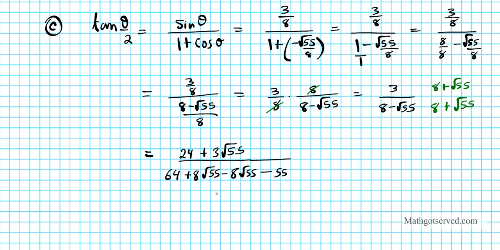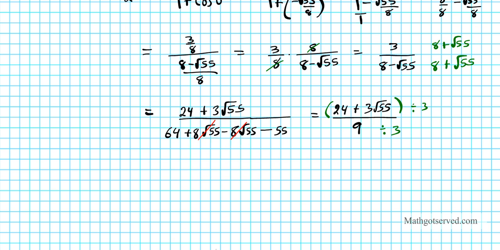Okay, notice the middle terms cancel out since they're opposites. And we have 64 minus 55 in the denominator. So this becomes 24 plus 3 root 55 over 9. Okay? So we can divide the numerator and the denominator by a common factor. So divide this whole thing by 3, because 3 goes into 3 here, it goes into 24, and 3 also goes into 9. So tan's reduced form is going to become 8 plus root 55 over 3. Okay, so this is the value of tan theta over 2.